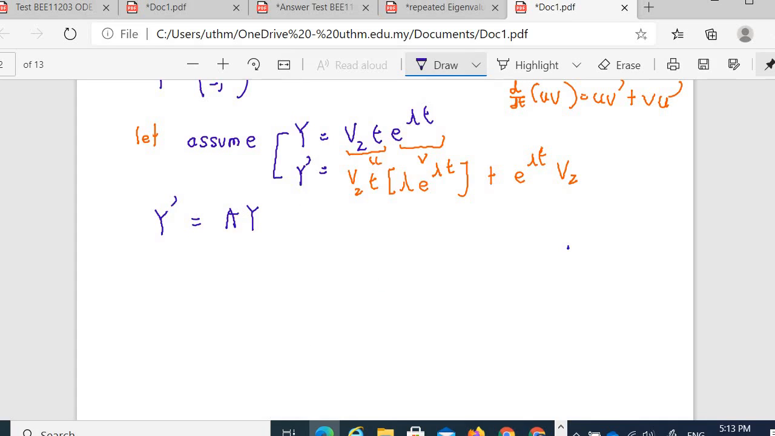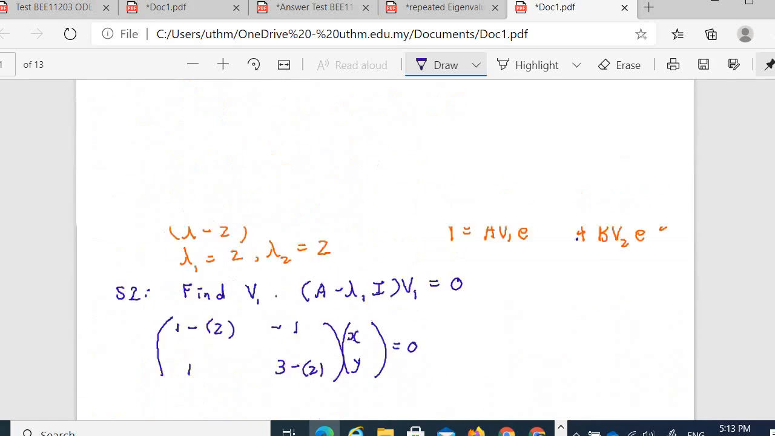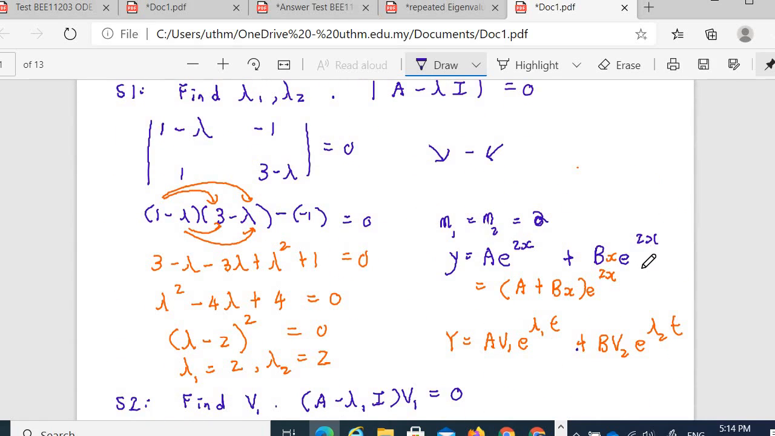So plug these two things into the homogeneous system, y prime equal to ay. So y prime is here, you got v2 exponent lambda t plus lambda v2 t exponent lambda t, equal to ay. y is here, a v2 t exponent lambda t. Why we assume y equal to v2t exponent lambda t is actually we follow the pattern of the second order homogeneous equation, since we have repeated roots, there we multiply by x, so no longer clash.